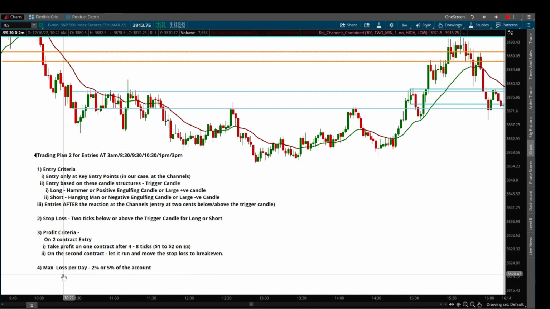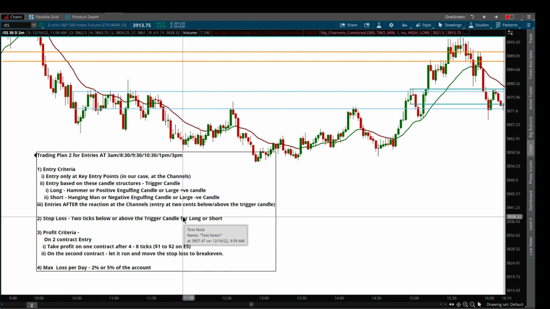Okay, and always have the max loss per day. As I said in the previous video, I don't know what your pain point is, but the point should be that you're not depressed and you're not pissed off for the rest of the day. That should be your max loss per day. In my case, it's about 5%. If I lose 5% of my account, I'm still okay because I think I can recoup that in a day or a couple of days. But I could live with that. Anything more than that, I'm not myself. So 2% or 5% of the account or whatever is the magic number for you, figure that out and keep that in mind.